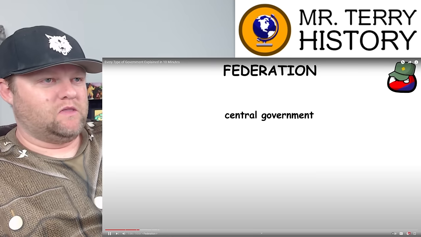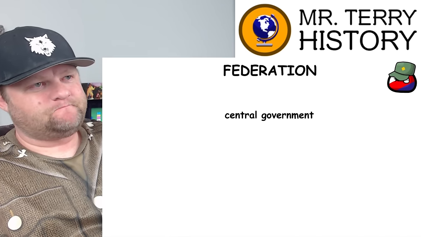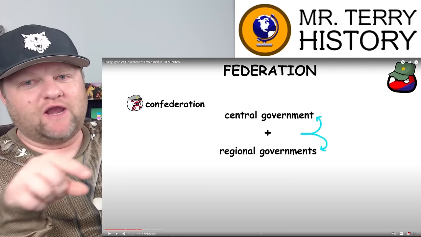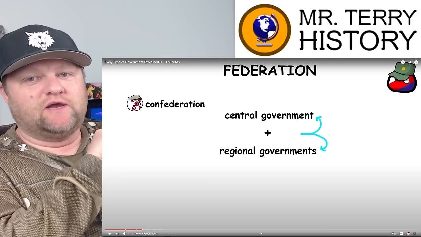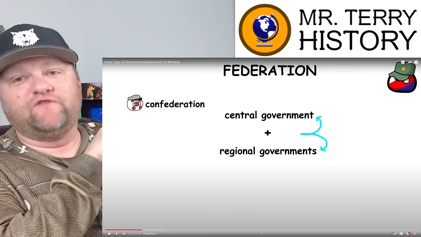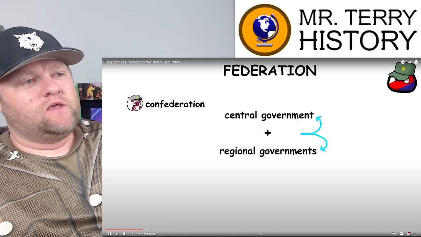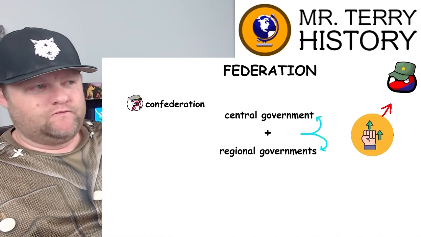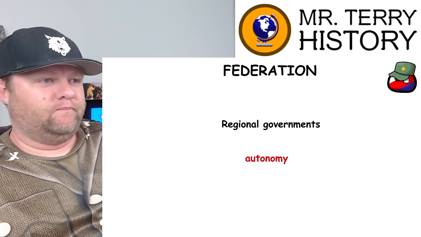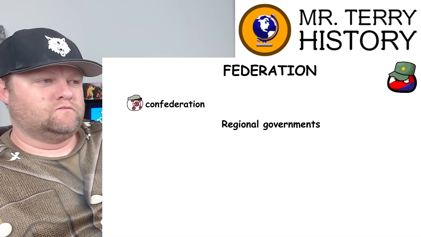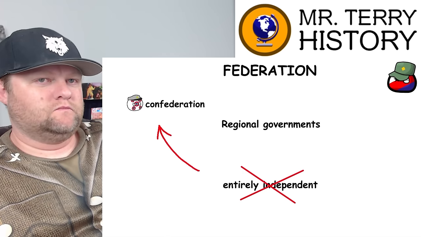Federation. This combines a general central government called federal with regional governments, dividing the powers between the two. I feel like already what he's saying describes what he said a confederation was. Differs from a confederation, since a federal government has much more power than a confederate one. Regional governments in a federation still have autonomy and the power to choose their own laws, but they cannot be entirely independent like in a confederation.